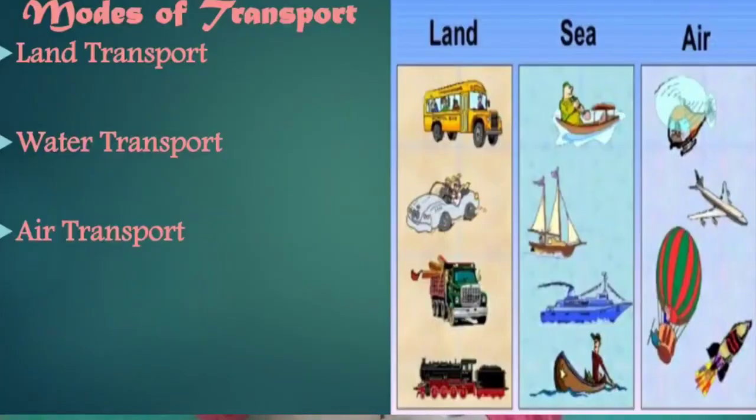Now children, people can travel from one place to another through land, water and air. So we have three modes of transport. Look here in the picture, we have land transport, water transport and air transport. You can see there is a table drawn in the picture. We have land, sea and air. Here are a few examples of land transport, water or sea transport and air transport. Now let us learn about these different modes of transport one by one.